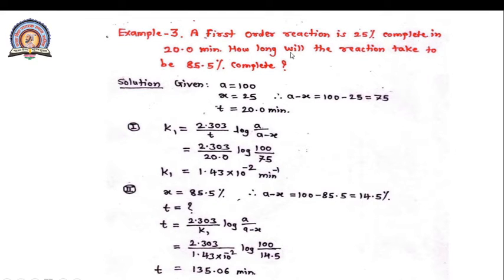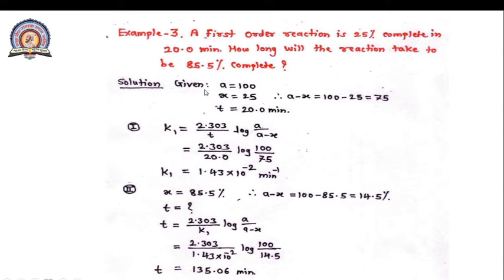The next problem: a first order reaction is 25% complete in 20 minutes. How long will the reaction take to be 85.5% complete? Now this problem is divided into two parts. First, find the rate constant k, and with the help of this rate constant, find the time required, that means t, for 85.5% of the reaction to be completed.